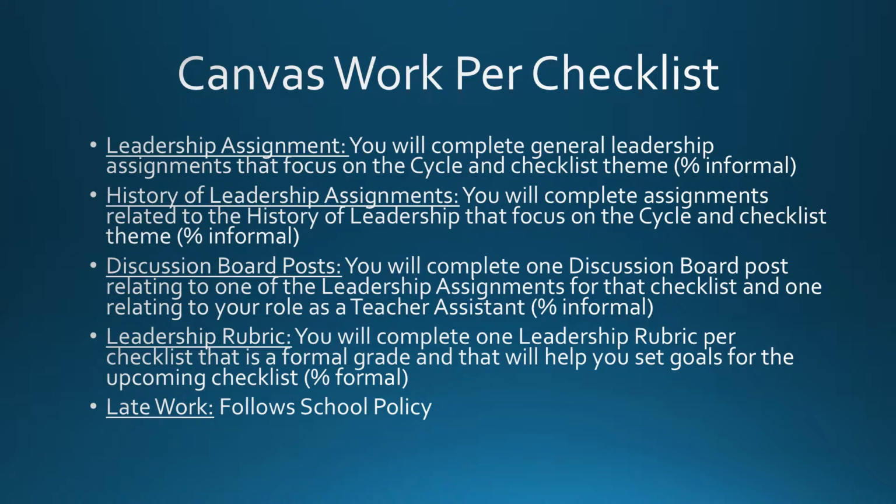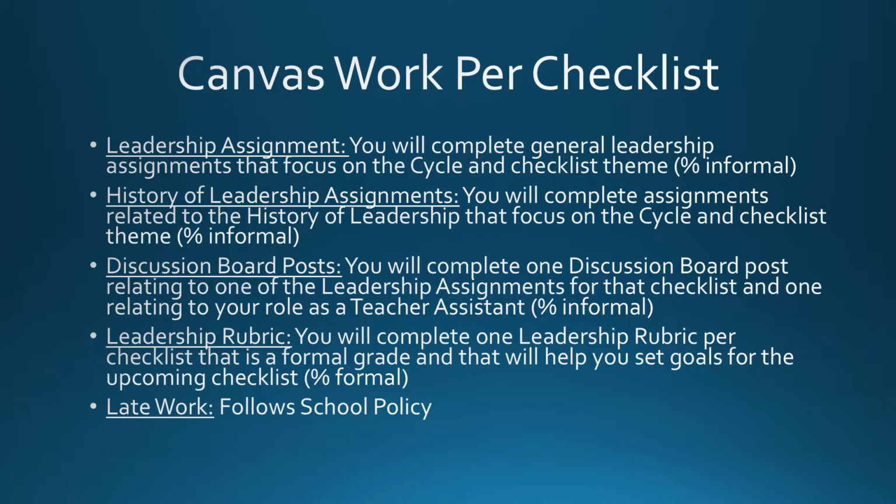Okay, so the Canvas work that I mentioned in the last slide, here's a little bit of a breakdown of what that looks like. For each checklist, you'll have one leadership assignment, and you'll complete a general leadership assignment that focuses on the cycle and the checklist theme. So let's say cycle one's theme is responsibility, and then the first sub theme of cycle one is accountability. So the first leadership assignment for cycle one, week two checklist is going to be on accountability. All leadership assignments are informal percents in PowerSchool, and they have a rubric, and that rubric is posted in Canvas, so you know what's expected.